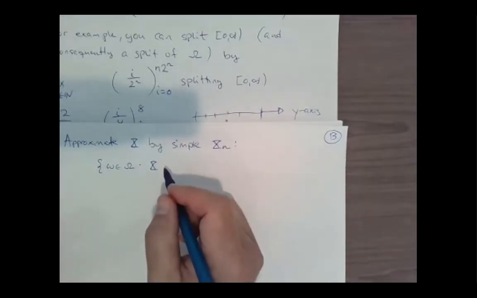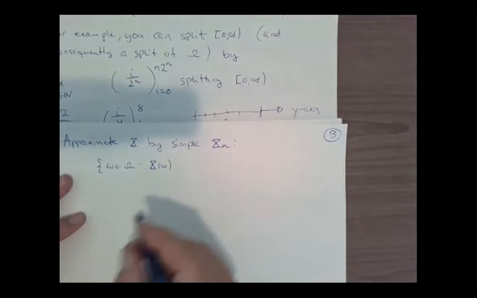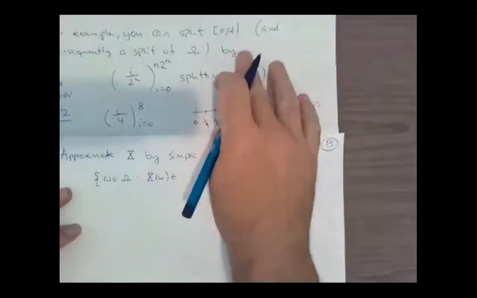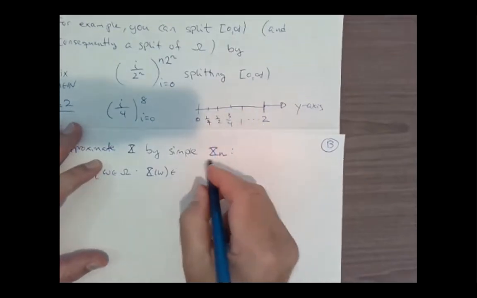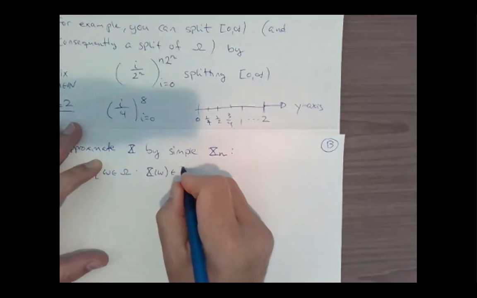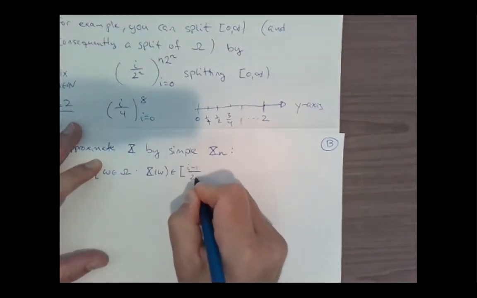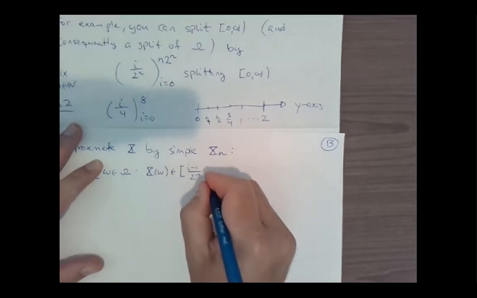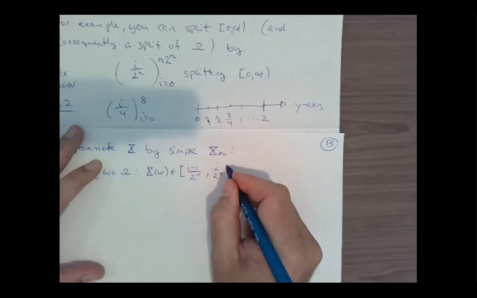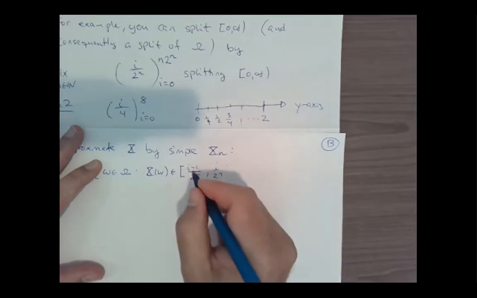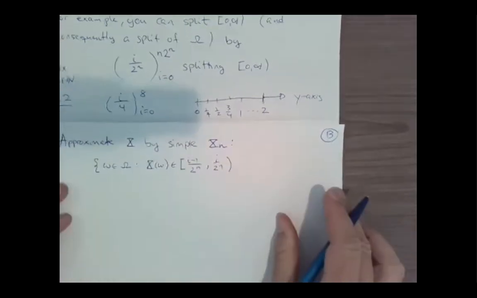So how are we going to do it? Well, we'll look at those omegas where x is in one of these bins here. So let it go between (i-1) divided by 2 to the n, up to i divided by 2 to the n, and then keep it open. Should we keep it open here or there? Let me do it this way.